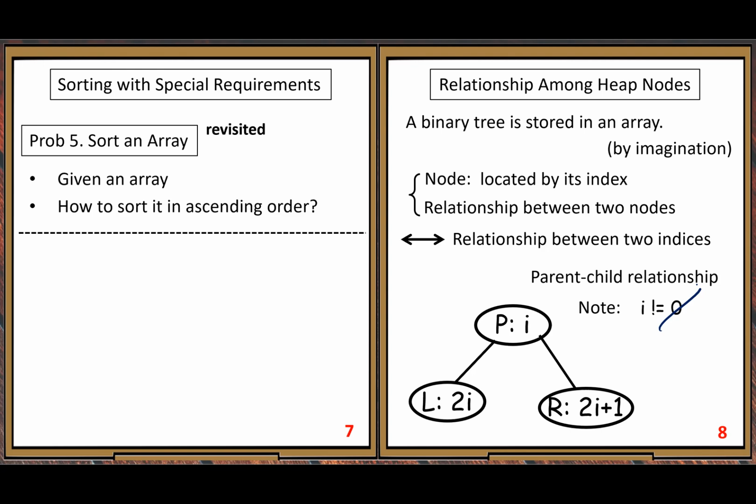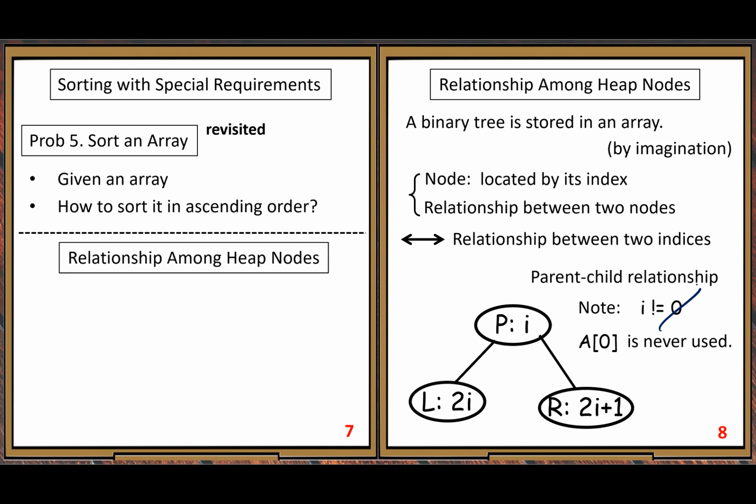So A of 0 is never used. But you can use A of 0 to store some other information. That's fine, because we never use it as a heap node. It does not belong to the heap. If you use it to store some other related information, then it's fine.